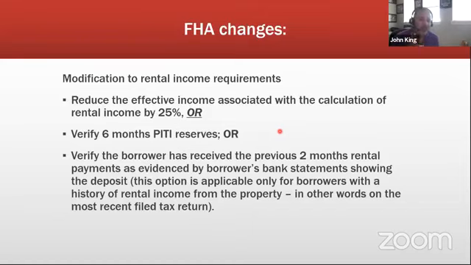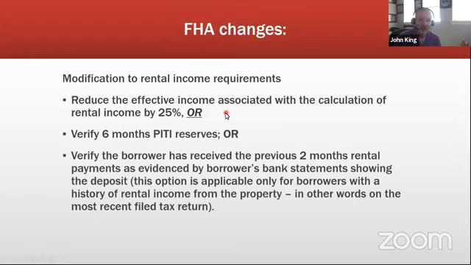But if they're counting a property that, again, FHA is only primary residence. So what we're really talking about is your departure residence, the house you're moving out of that you want to count rents against. There is no 2 months of receipt because you were just living there. So either I have to have 6 months of reserves, or I have to reduce the income by an extra 25%.